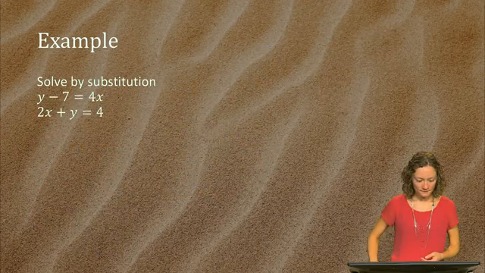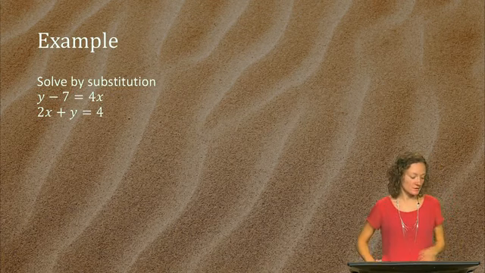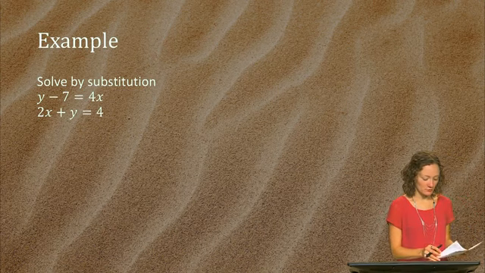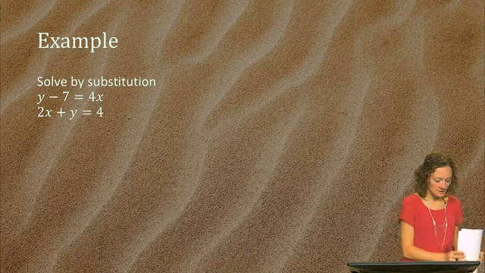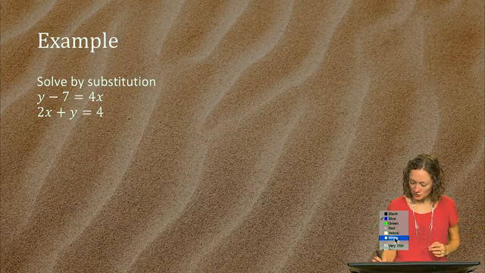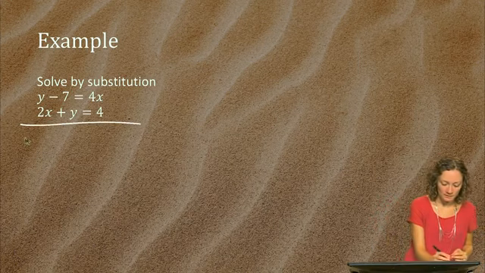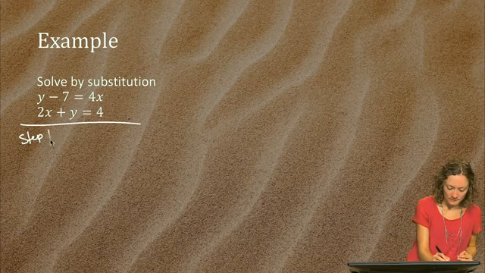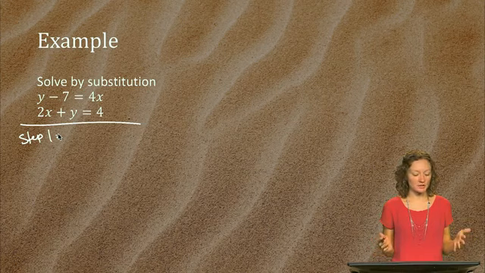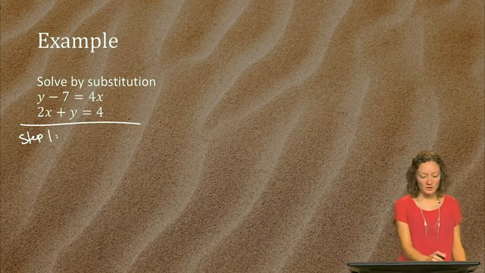All right. Let's do one more together with substitution. So we have y minus 7 equals 4x, and 2x plus y equals 4. Okay, so step 1, we have to choose which do we want to solve for. Well, it's not like the last problem where one of them already is solved for, so we have to make a decision. We could choose x or y in the first, x or y in the second.